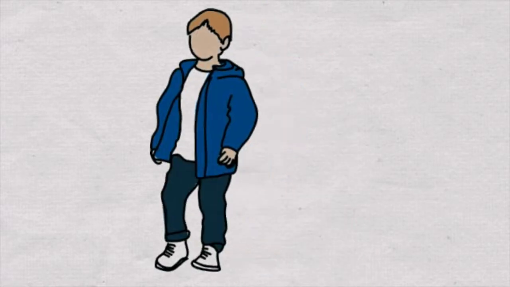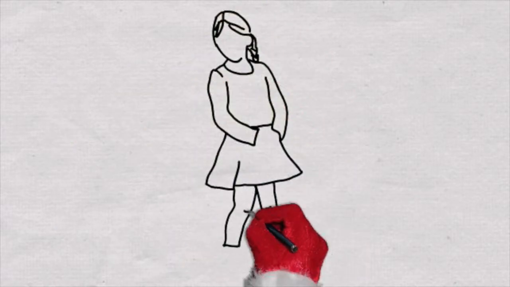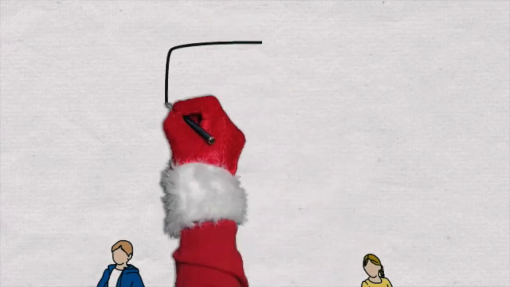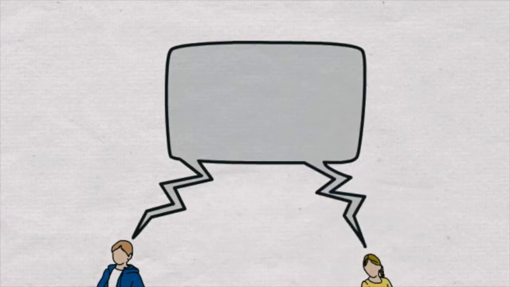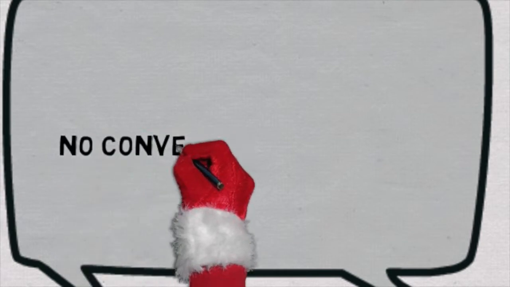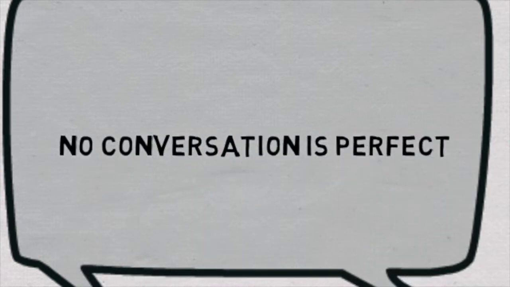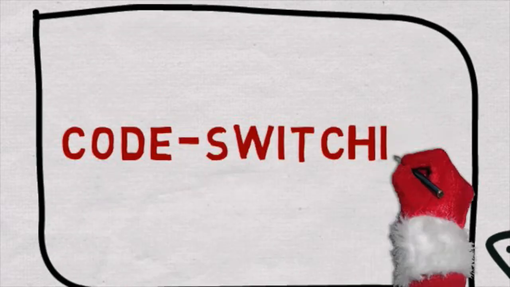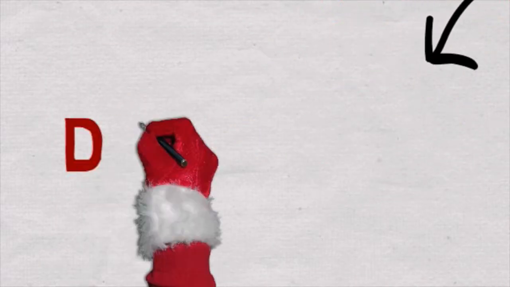Today, our group will be presenting on language phenomena observed in a recording of interaction between children of ages 5 and 6 in a childcare center. The title of our project is No Conversation is Perfect. One of the language phenomena observed in the video is code switching. So what is code switching?